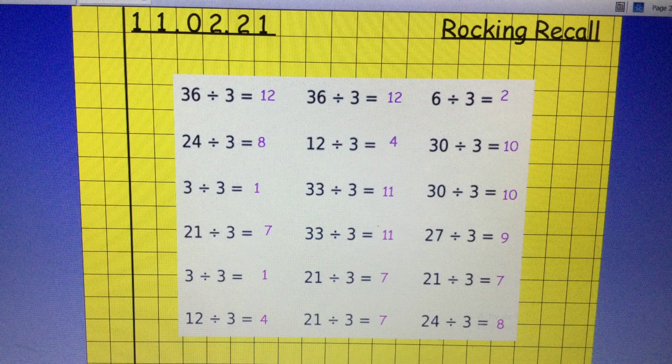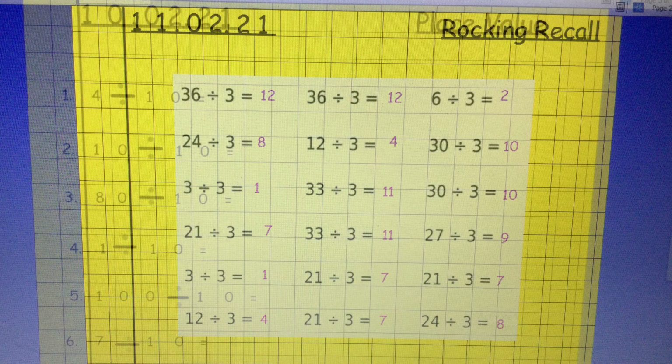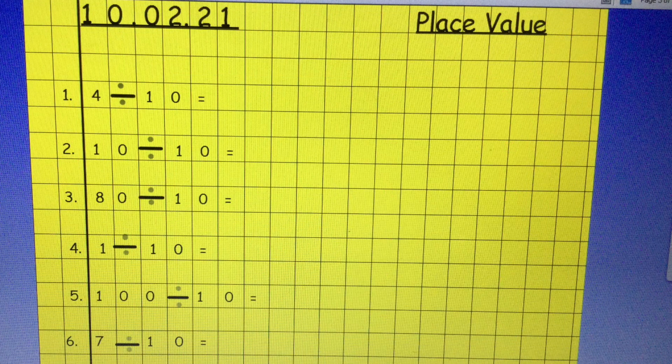And here are your answers to your Rocking Recall. Pause the video now to mark the questions you have done. For your place value today, you need to answer these 6 questions, and they are all dividing by 10. Pause the video now and have a think.